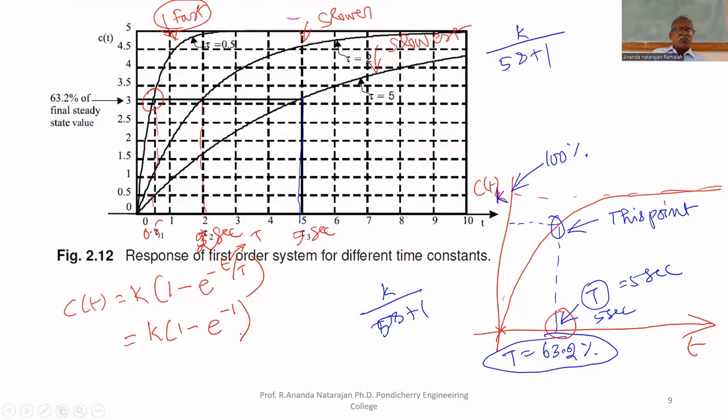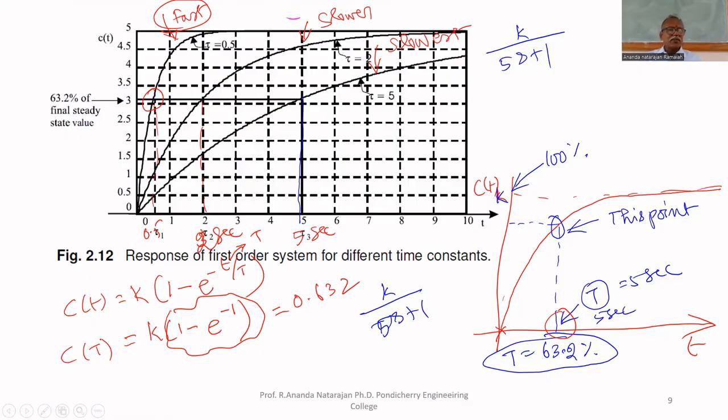1 minus e power minus 1 equals 0.632. From this we got the definition: when t equal to tau, you will get C of tau, the output equal to 0.632 times k. K is the final value.